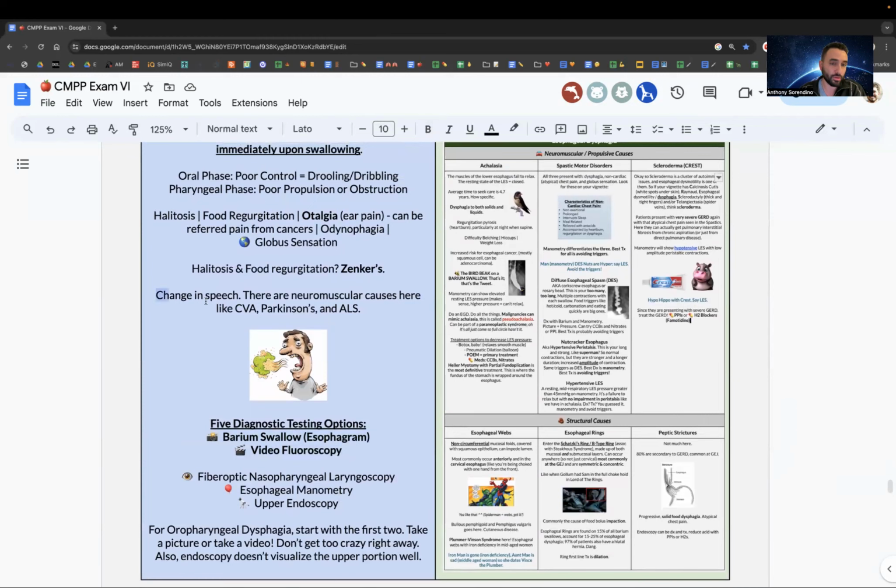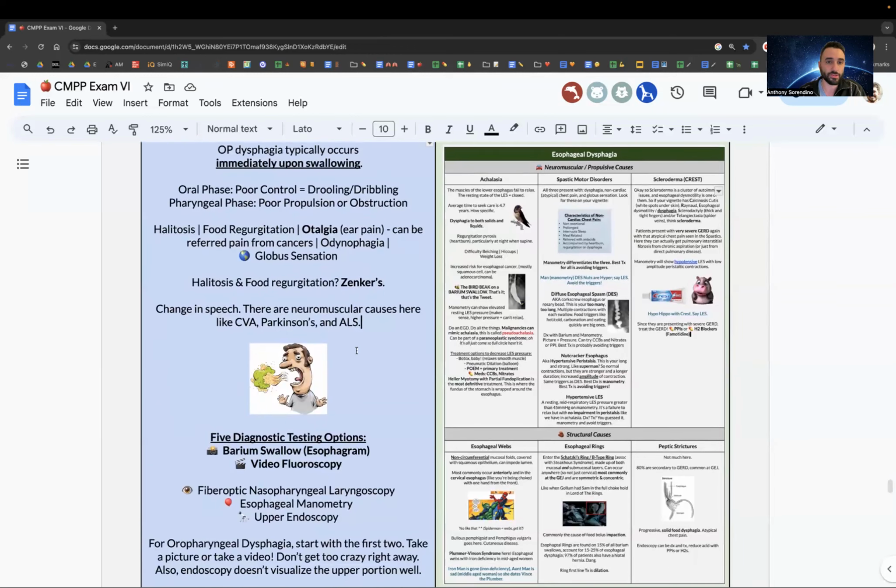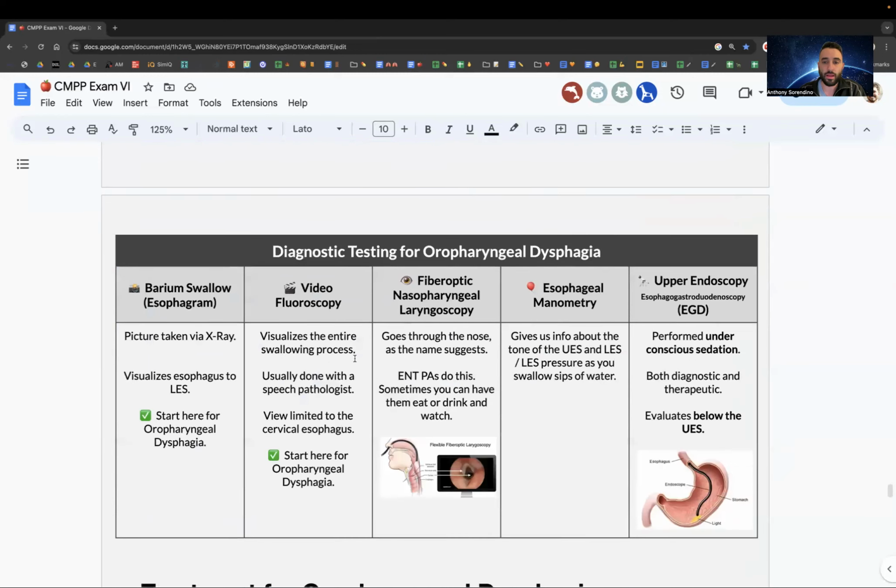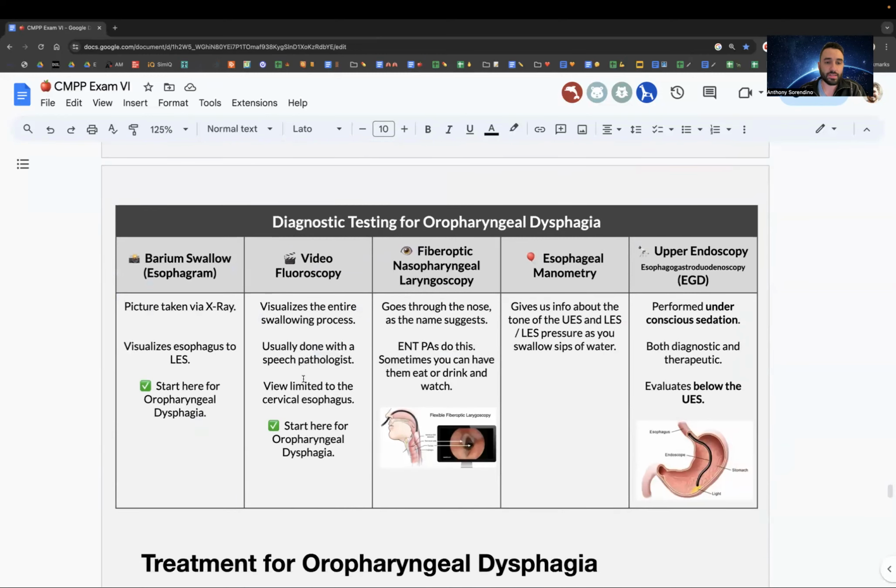Change in speech is also something you can look for on a vignette. So again, there's those neuromuscular causes of CVA, Parkinson's, even ALS. So those are all things that you want to look out for. And these are some more about the diagnostic testing. Again, start with barium swallow and video fluoroscopy. Fiber optic nasopharyngeal laryngoscopy is a thing. ENT PAs do this, so it could end up on the exam because we do this. You're going through the nose, so you can kind of watch the swallowing process as it happens.